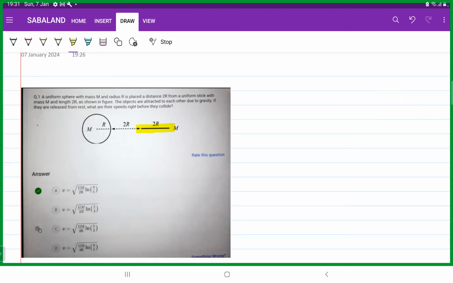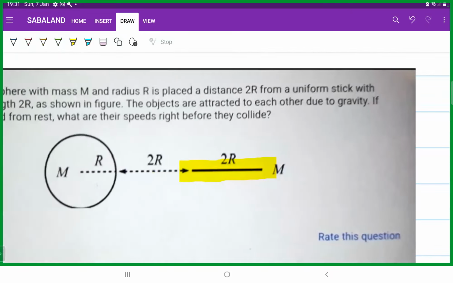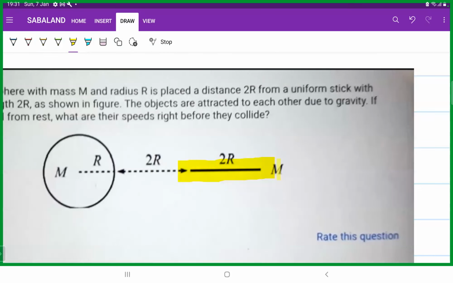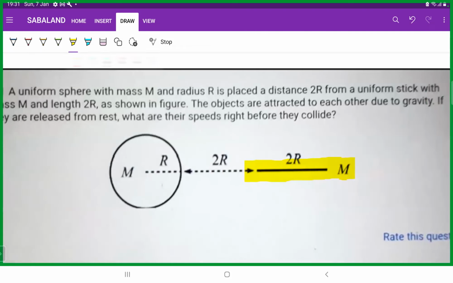So this is a rod of length 2r. It has a mass m. This is a sphere. It's a uniform sphere of mass m and radius r. And the smallest distance between the sphere and this rod is equal to 2r.